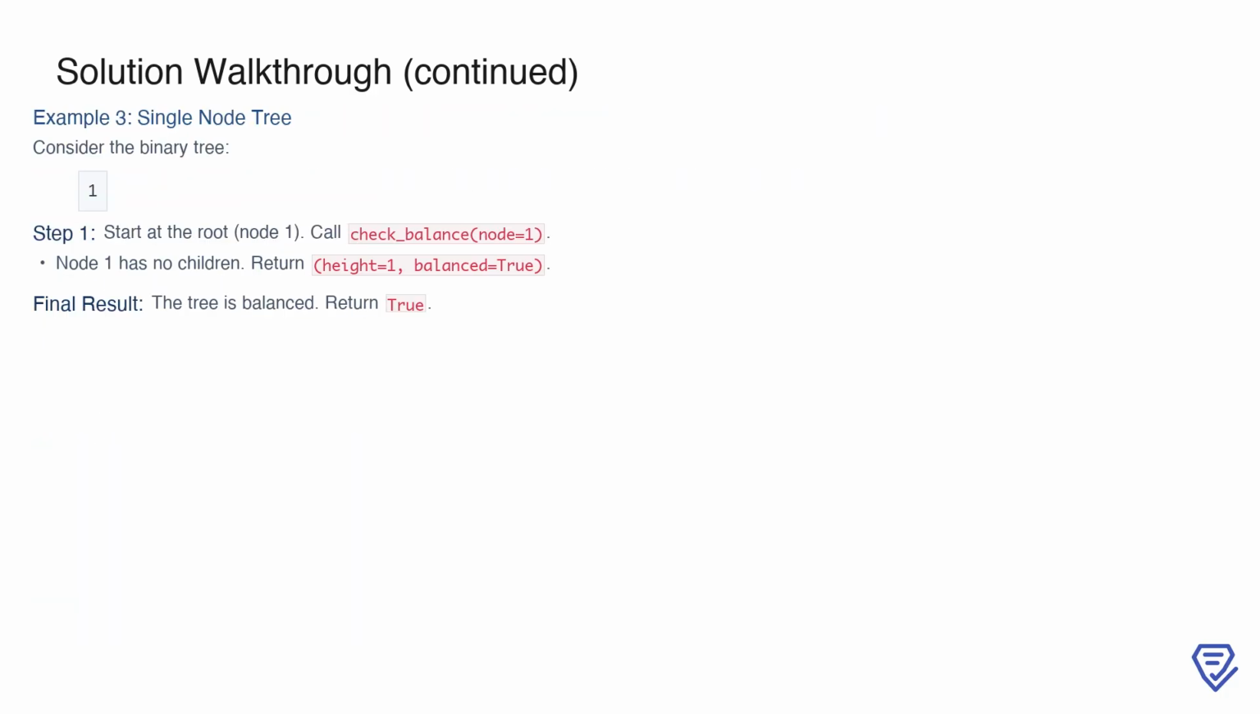Finally, let's consider a simple example with a single node tree. The binary tree consists of just the root node, node 1. Since node 1 has no children, the left and right subtree heights are both 0. We calculate the height of node 1 as max(0, 0) plus 1 equals 1, and since there is no height difference, the tree is balanced. The function concludes that this binary tree is balanced and returns true.